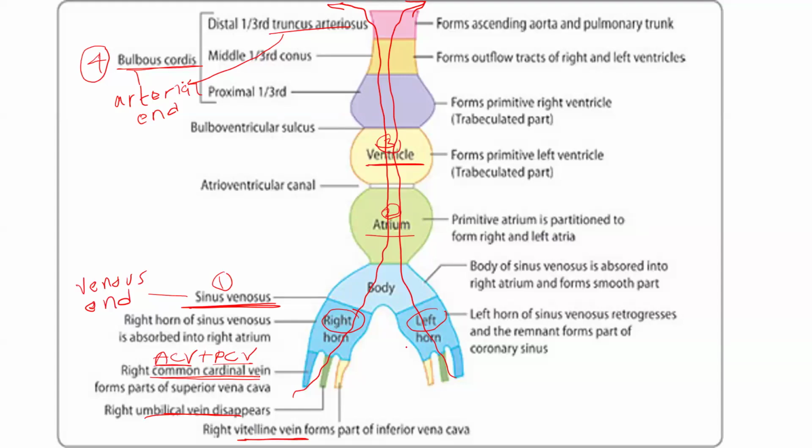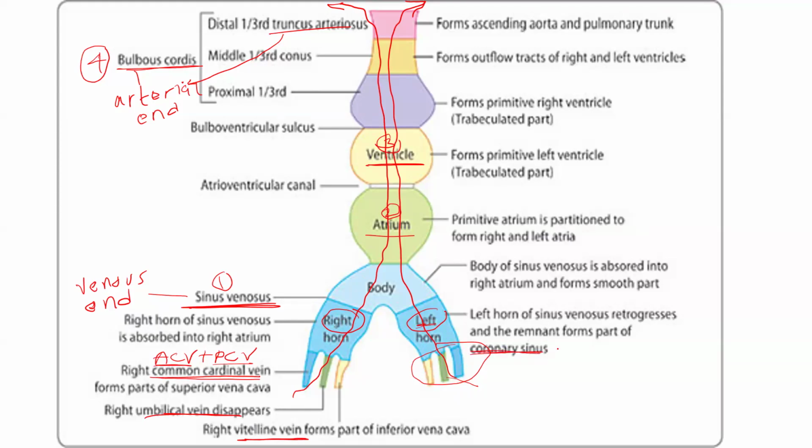So both on the right side and on the left. You can also see the left side has the three. But what you need to understand is that these three vessels on the left, the common cardinal vein, the vitelline vein, and the umbilical vein, just disappear, except for the left umbilical vein. Okay, except for that one. So those just disappear together with the left horn. So the left horn involutes, but the only remnant of the left horn is the coronary sinus.